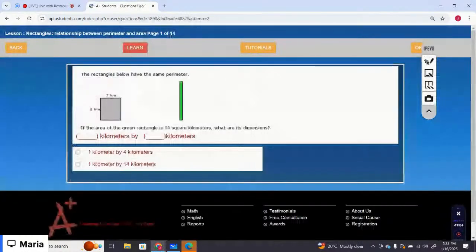The rectangles below have the same perimeter. If the area of the green rectangle is 14 square kilometers, what are its dimensions? Which is the correct option? The correct option is option number 2, 1 times 14.